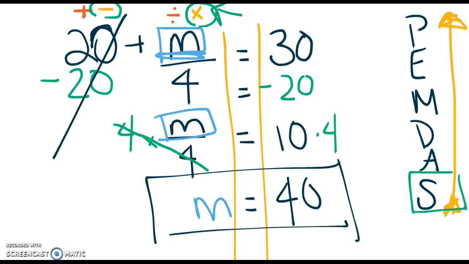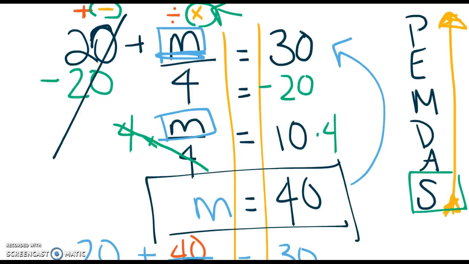And now I can check my work. I can plug this back in for m from the very beginning. So if I had 20 plus 40 over 4 equals 30, let's see if this checks out. Well, I know that 40 divided by 4 is 10. So I'm going to erase this and put 10. Is 20 plus 10 going to equal 30? And it does. So m equals 40.